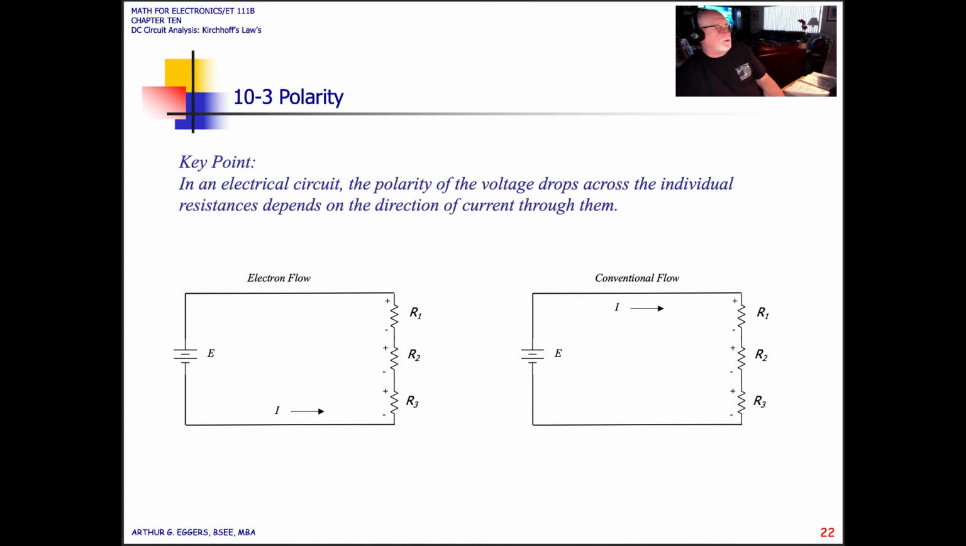Polarity then has to be observed when we solve these types of problems. And polarity is based upon 2 conventions of current flow, electron flow and conventional flow. One says that I have current flowing in this direction from the battery into the resistors R1, R2, and R3. In this case, the current is flowing from negative to positive. In conventional flow, it is from positive to negative. It's just a matter of picking a convention and sticking with it.